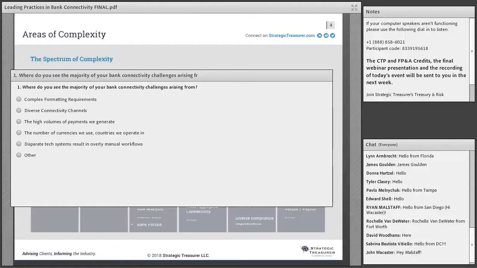Complex formatting, diverse connectivity channels. Do I connect host to host? Do I drop something in a portal and hope the file's picked up? Is our high volume of payments the most complex aspect of it? We're in so many currencies and countries. That's creating a challenge. Or we just have so much different technology, whether it's because we acquired or we just keep adding and don't actually retire anything. What's the challenge there? So this is our first polling question.